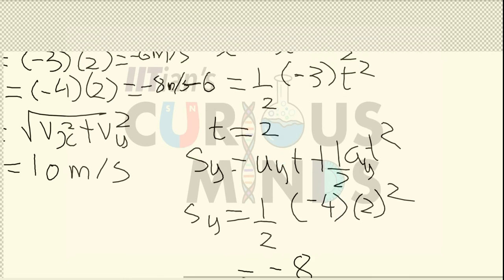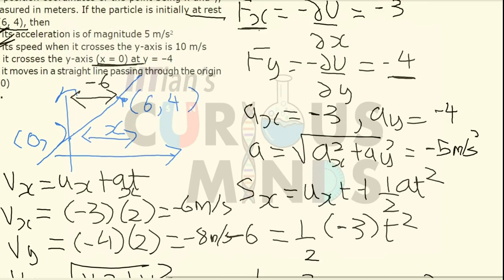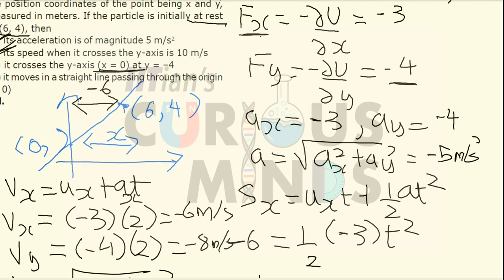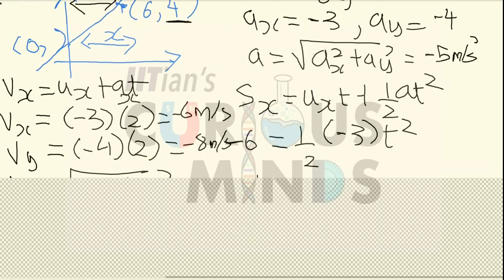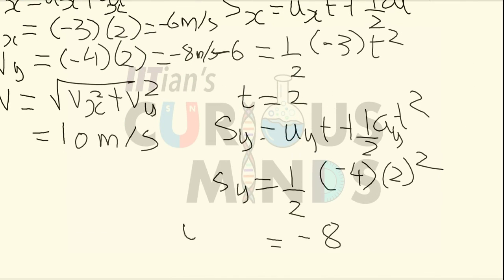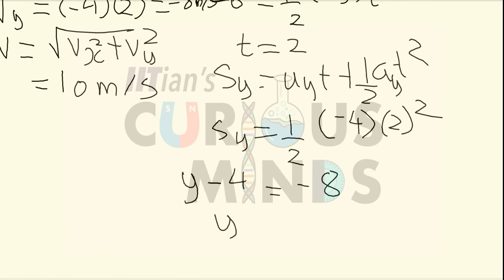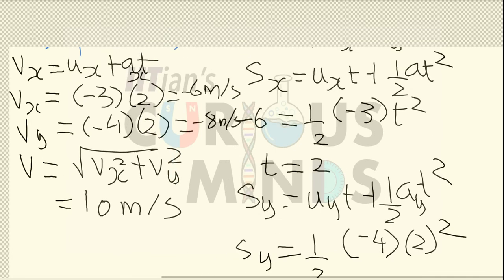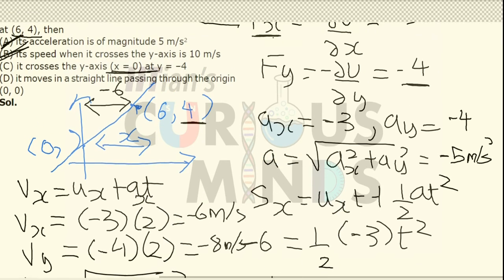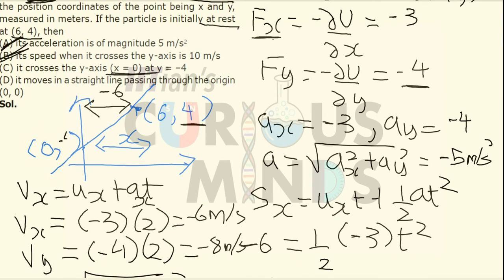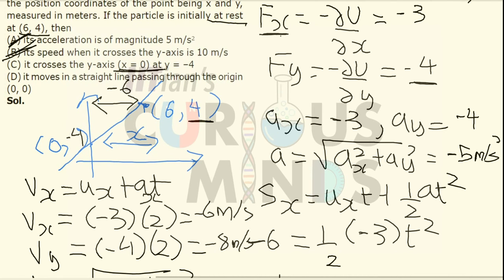The total displacement along the y-axis is the final position, which I do not know, minus the initial position. Initial position is given as 4. Let the final position be as it is. So if you calculate the value, y will come out to be -4. That is, the position of the particle when it crosses the y-axis will be equal to -4. So option C is also correct.